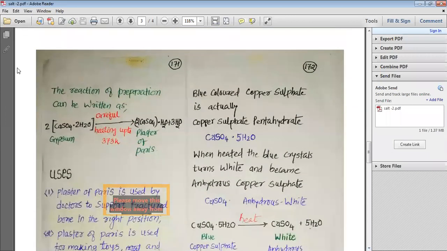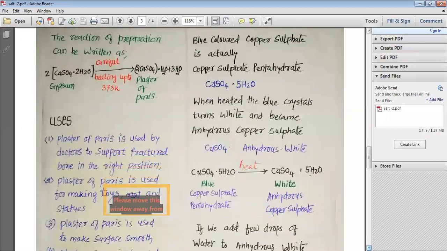The reaction of preparation of plaster of Paris can also be written as 2 CaSO4·2H2O, that is gypsum. On careful heating up to 373 Kelvin, we get (CaSO4)2·H2O. Here, my dear students, you can easily understand that in plaster of Paris, 2 molecules of CaSO4 share 1 molecule of water. So 2 CaSO4 sharing 1 H2O. Please remember these things, my dear students.